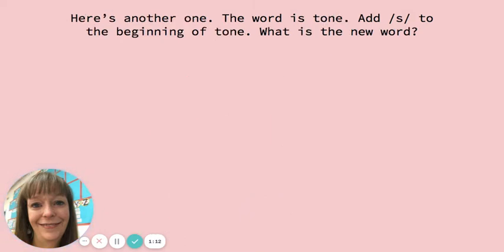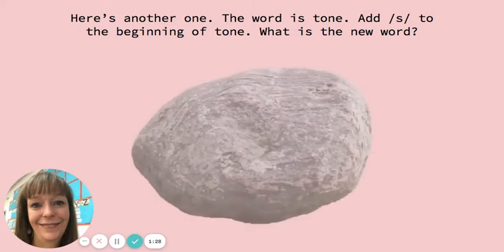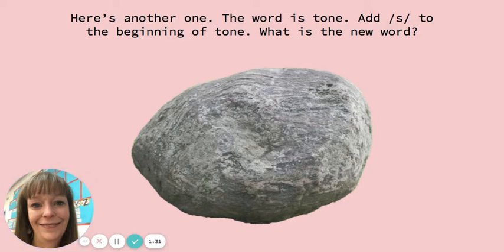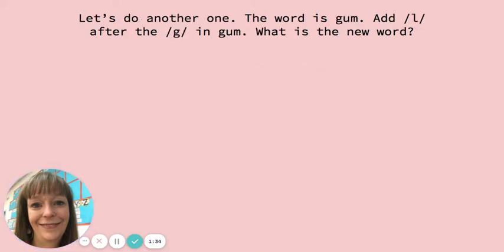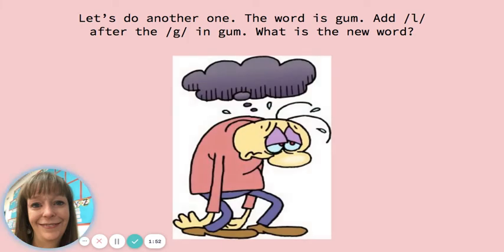Here's another one. The word is tone. Add s to the beginning of tone. What is the new word? Stone. You got it. Let's do another one. The word is gum. Add l after the g in gum. What is the new word? The word is glum. Nice work.